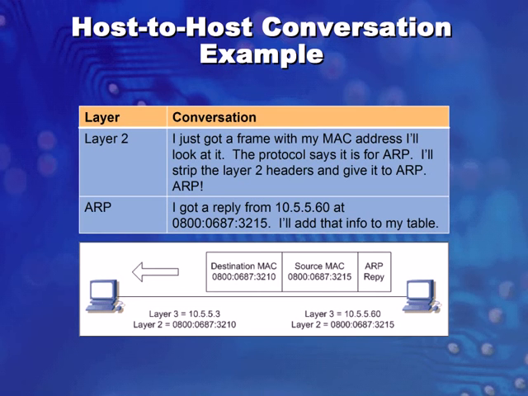All right, so back on the left-hand side machine, the 5.3 machine, we get a response back. It's got my MAC address. We open it up. We see it's an ARP reply. We got the reply. ARP was expecting a reply. So we now can create an entry in the ARP cache that says 10.5.5.60, use this particular MAC address.